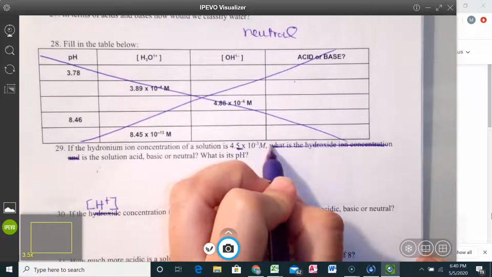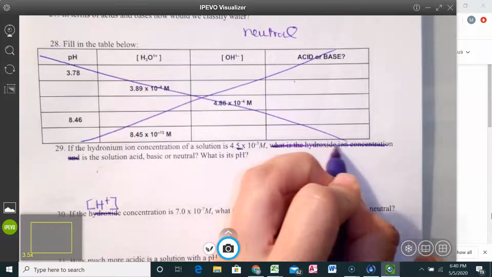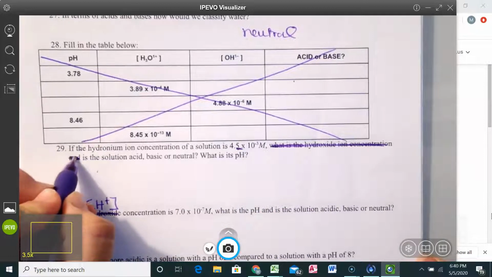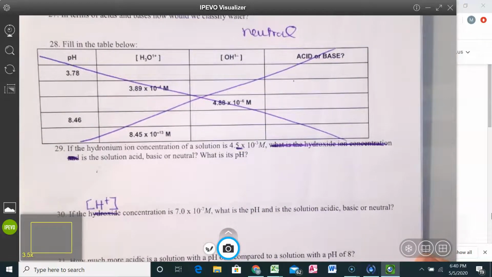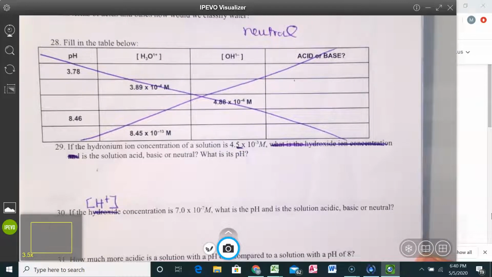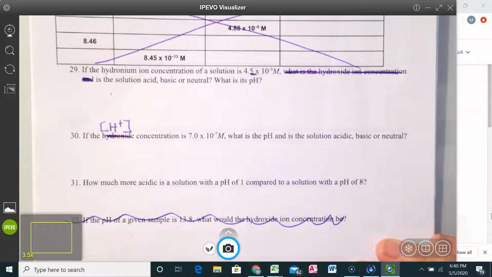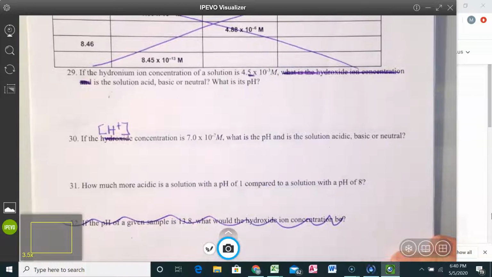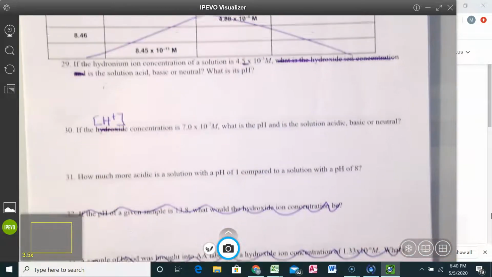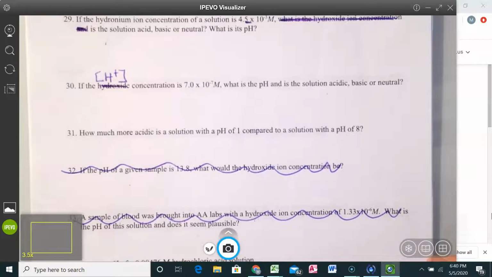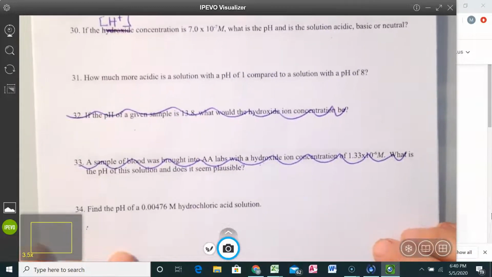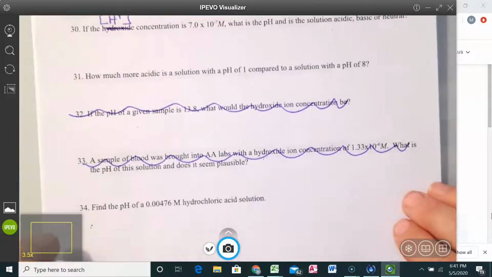But what you can do is you're going to mark out what you see that I did. So mark out this, what is hydroxide ion concentration. Okay, and then it's going to read just like this. So we're going to be asked basically, is it acid, base, or neutral, and then what is its pH. For number 30, instead of you finding the hydroxide, find the hydronium concentration, decide if it's acid, base, or neutral. For 31, there is no change. How about that? 32 and 33, mark those out. No need to do them. 34 is good the way it is.